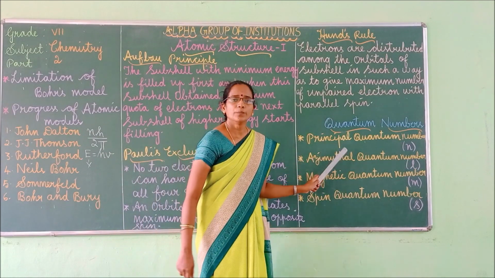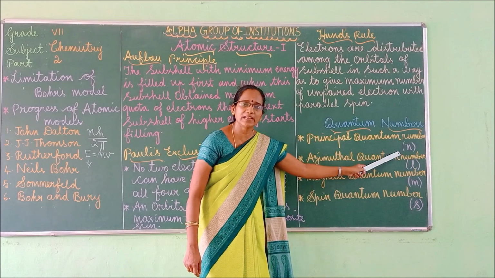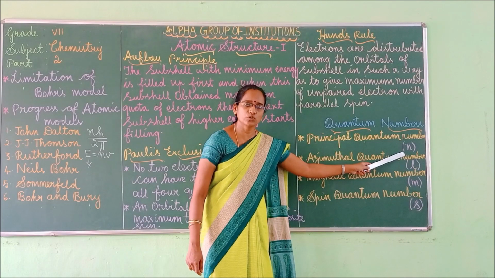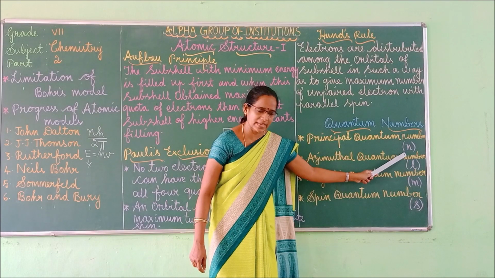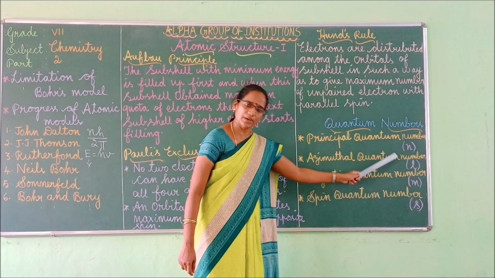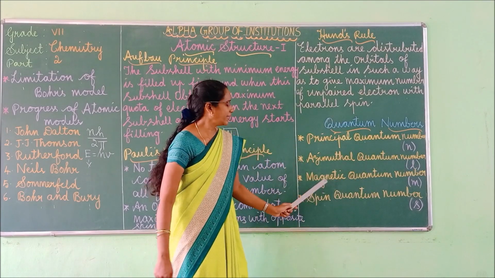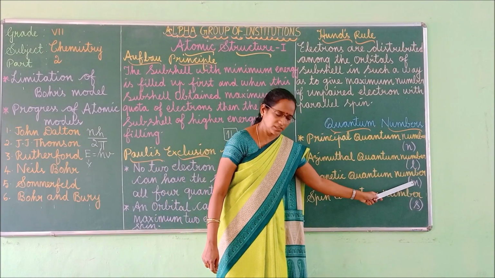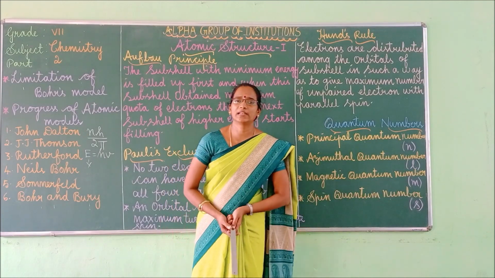First one is the principal quantum number. It is represented by the letter n. Small letter only you have to use. This letter also you should mention. Principal quantum number is represented by the letter n. Next one, azimuthal quantum number. It is represented by the letter l. Next one, magnetic quantum number, represented by the letter m, whereas spin quantum number is represented by the letter s.